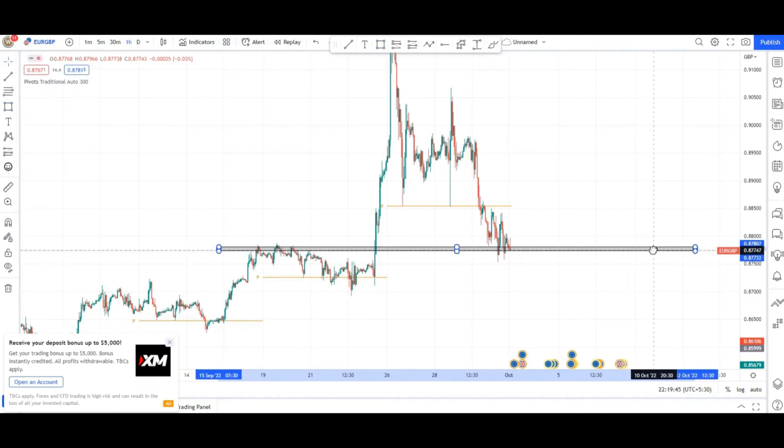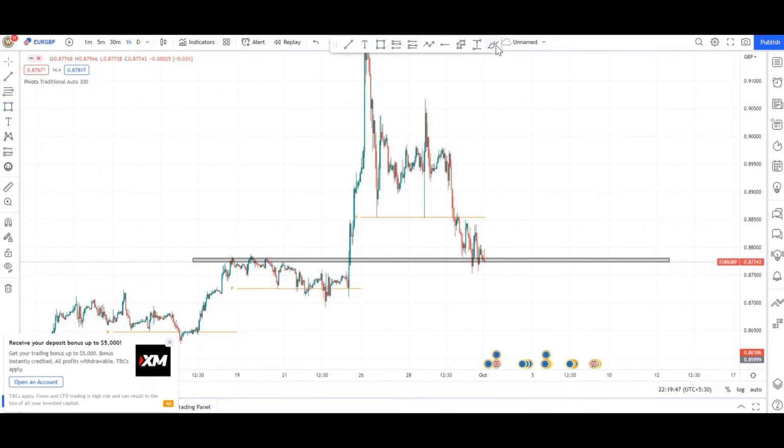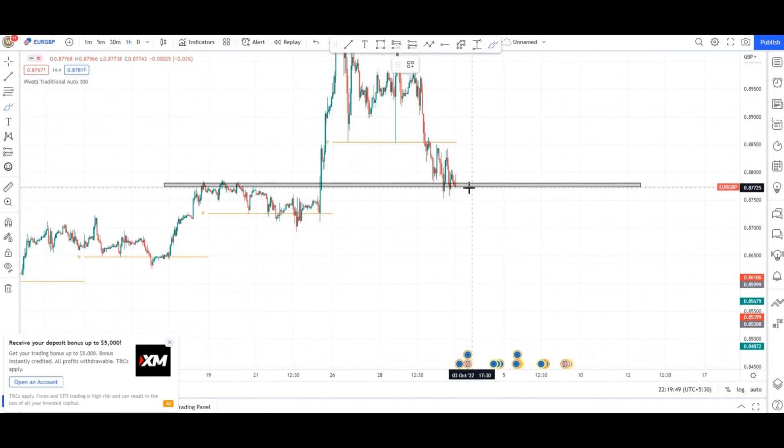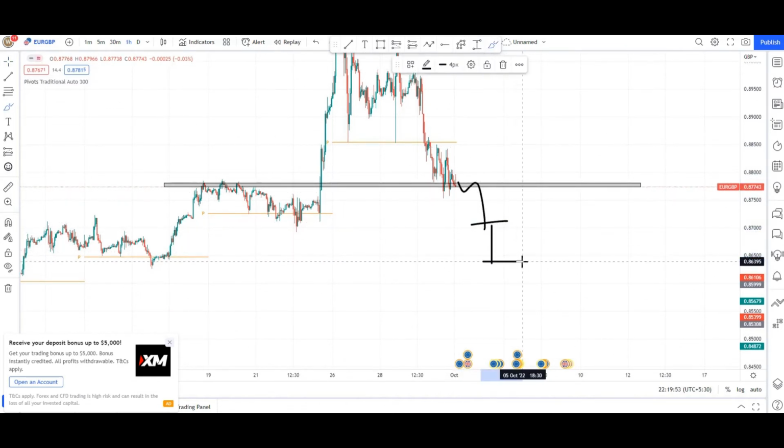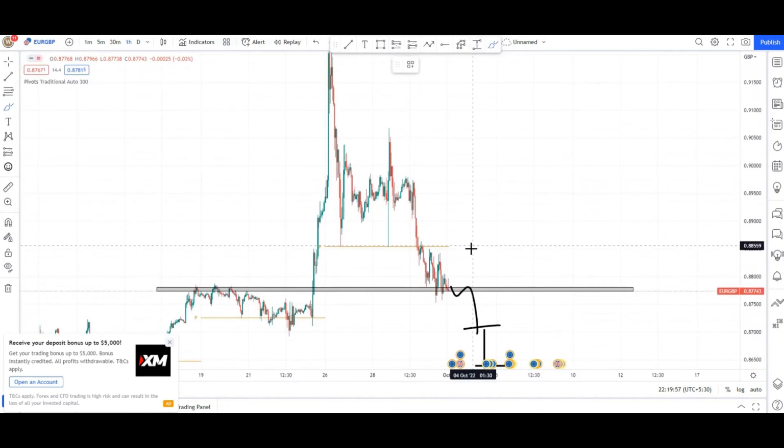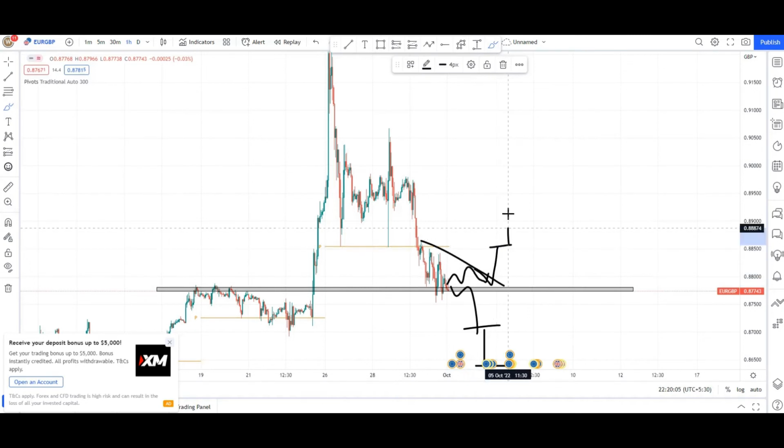Okay guys, this will be the defending area. Right now if this is broken, then your first target will be here, guys, second target, and your final target will be the third. If you can see here somewhere a trend line also coming, if it consolidates and takes resistance from this trend line, then breaks, then our first target will be here, second target, third and fourth and final target.